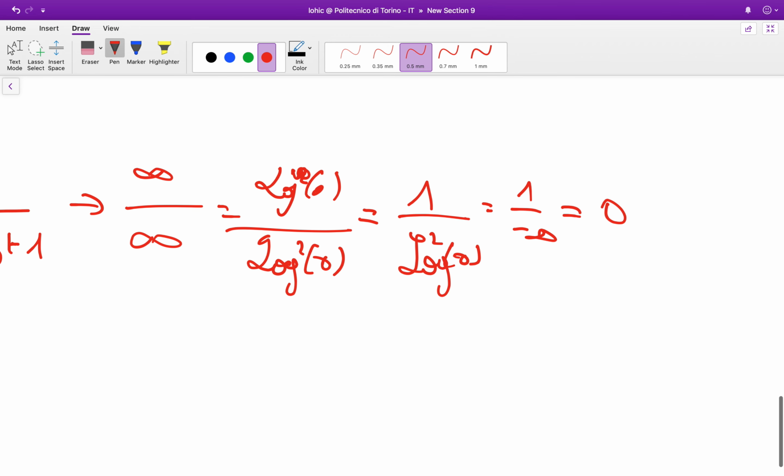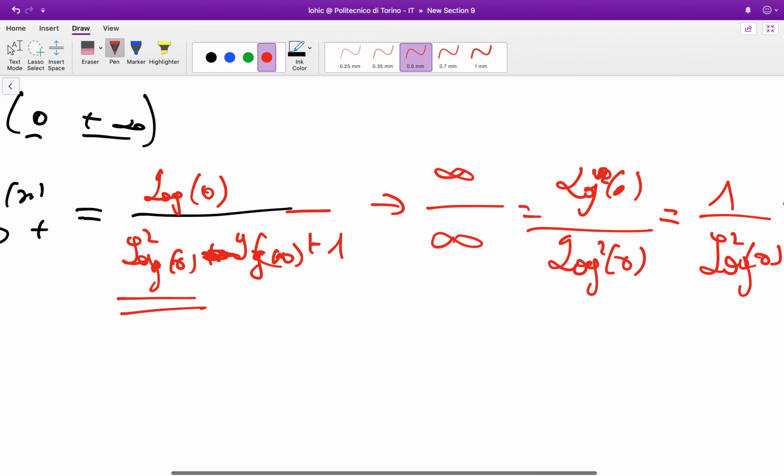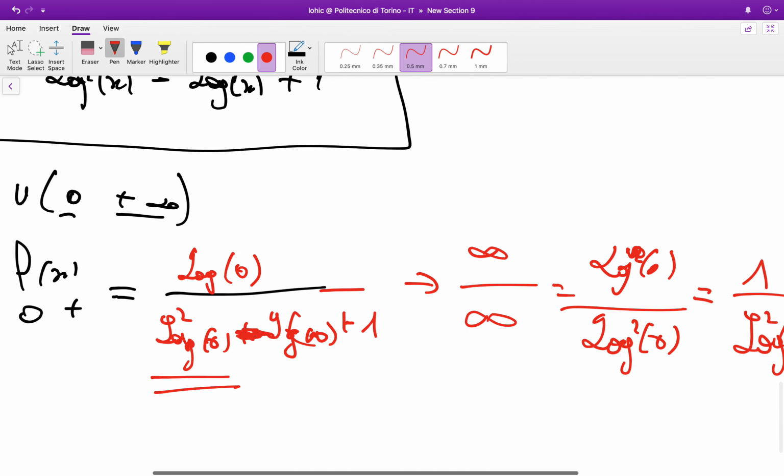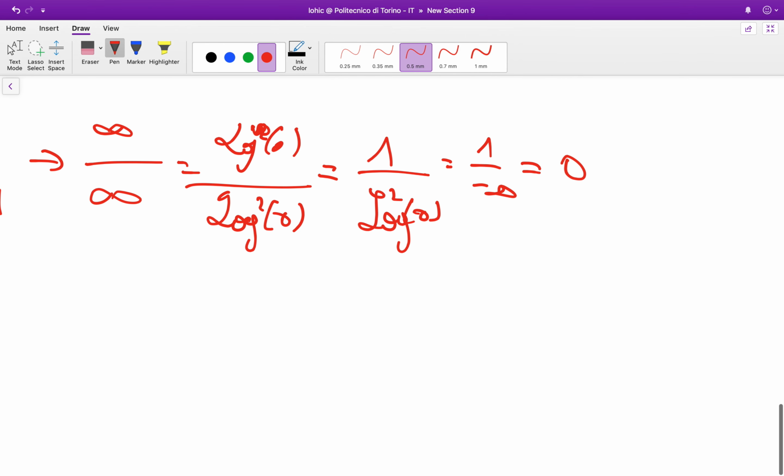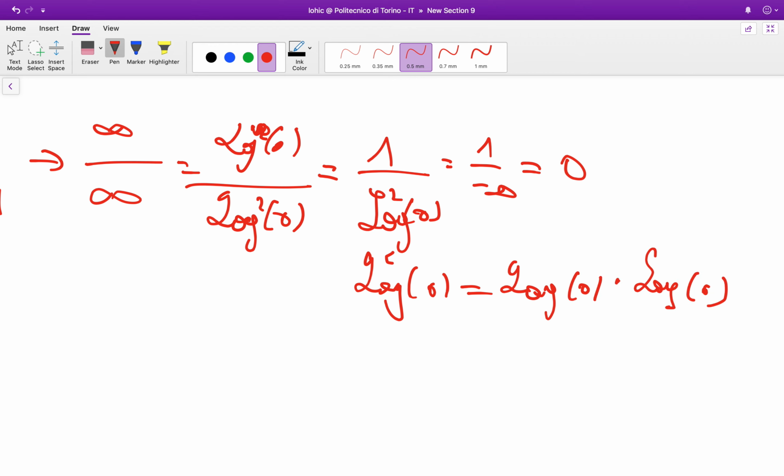Because I have log and I have log square. So the question of my student is, how did I get 1? Because I have log at the numerator and log square at the denominator, so I simplify the log. Doubts? Because I keep in mind that log square of 0 means log of 0 multiplied by log of 0. Okay.